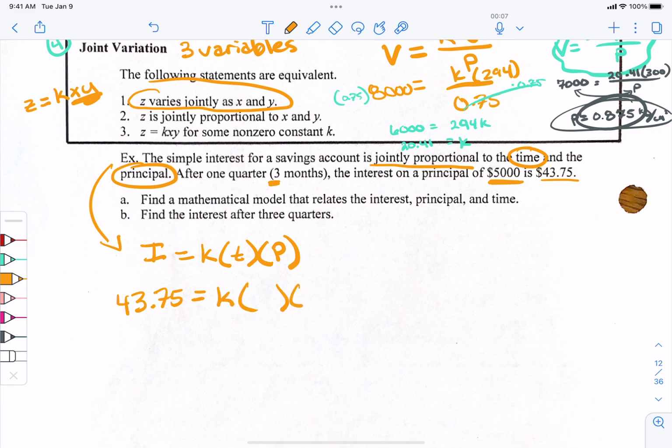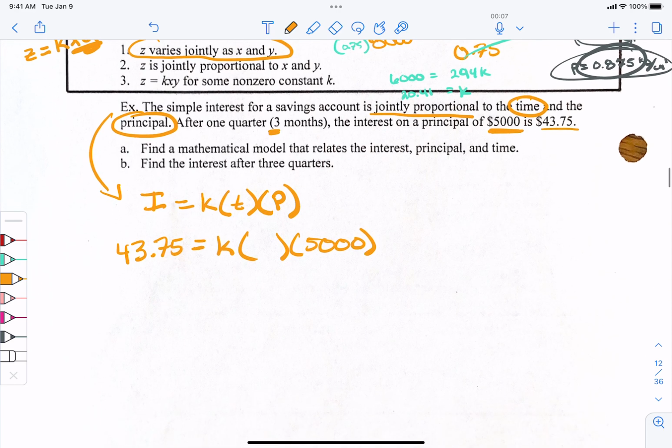Now, here's the deal. We're going to talk about time really quick. 5,000 is P. Are you ready? Are you listening? It does not matter whether you plug in, like it says 1 quarter. Some people might try to plug in 0.25 because that's a quarter of a year, right? So in terms of years, it would be 0.25 years, but in terms of months, it would be 3 months. It does not matter which one you use. Your K will be different depending on which one you use.